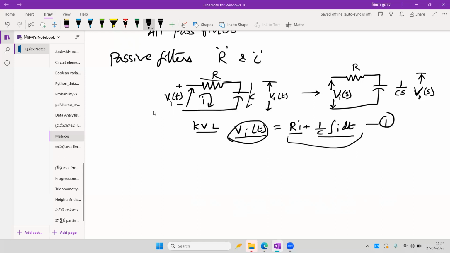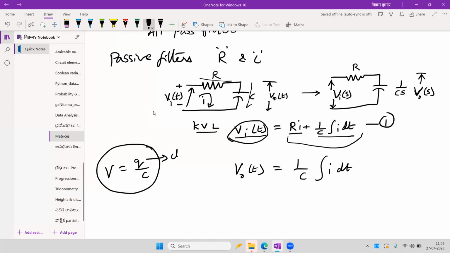Now let me write another equation. What is V naught of t? The output V naught of t is nothing but 1 by C integral i dt, because you know V is equal to Q by C. Voltage is like charge by capacitance when you want to write in terms of dimensions. So V is equal to 1 by C integral i dt, which is nothing but your charge.